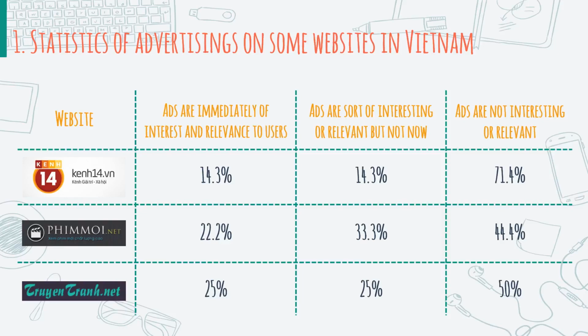In conclusion, programmatic advertising is becoming a global trend since all the big websites such as Facebook, YouTube, etc. are applying this type of advertising to users. However, it is not popular in Vietnam, as we can see from the results above.